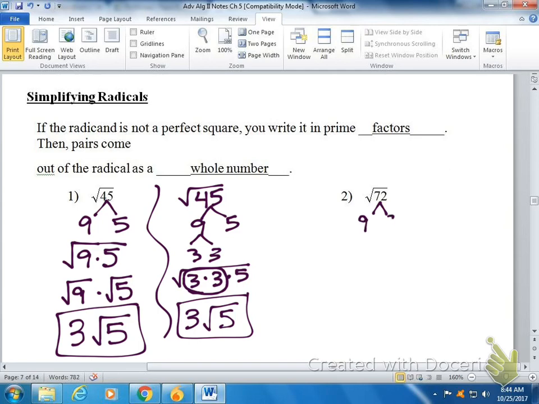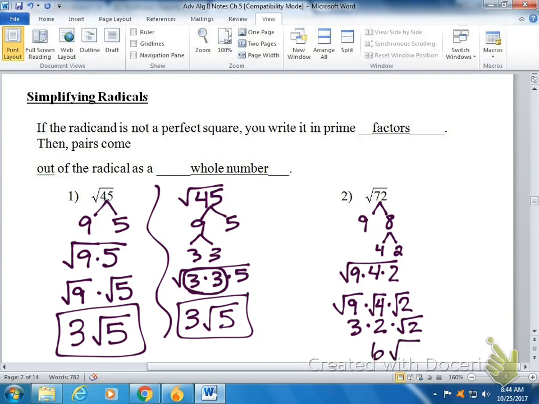So I'm going to do it again, just as a reminder. 72 can break up into 9 and 8, and 8 actually breaks up into 4 and 2. I'm looking at the perfect squares. So 72 can be rewritten as 9 times 4 times 2, and that can be rewritten as the square root of 9 times the square root of 4 times the square root of 2. The square root of 9 is 3, the square root of 4 is 2, and the square root of 2 cannot be broken down, so it's left as the square root of 2.